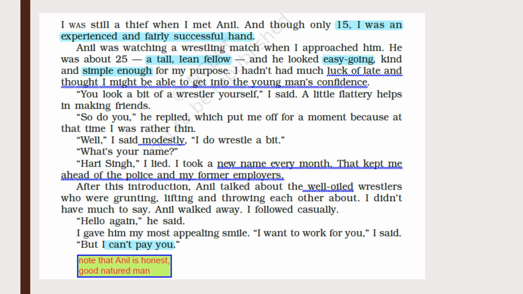He was about 25. You have to notice that the narrator is 15 and Anil was 10 years older, 25. A tall, lean fellow, and he looked easygoing, kind, and simple enough for my purpose.